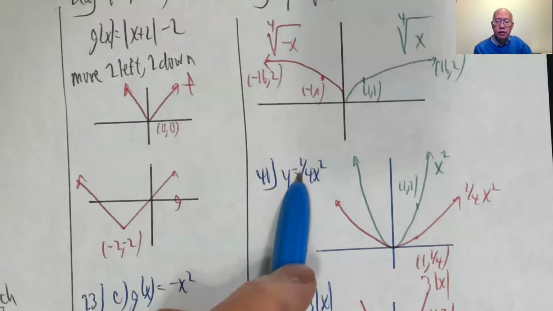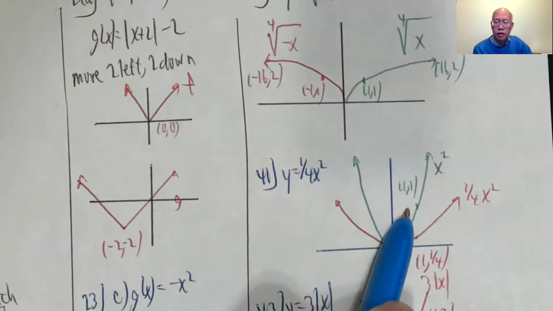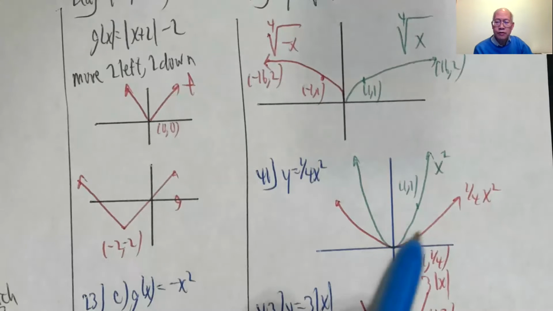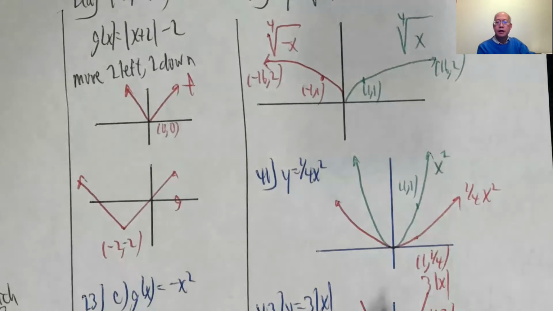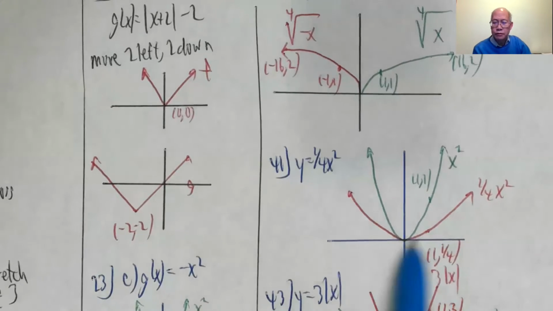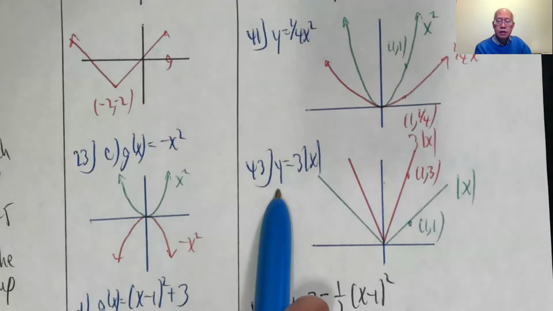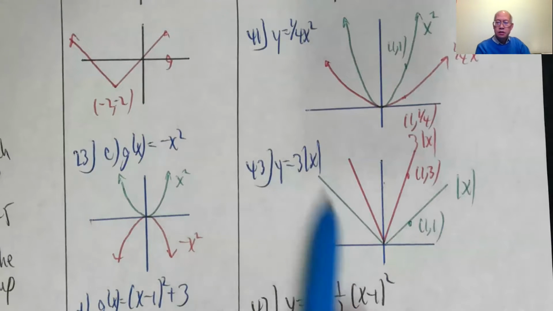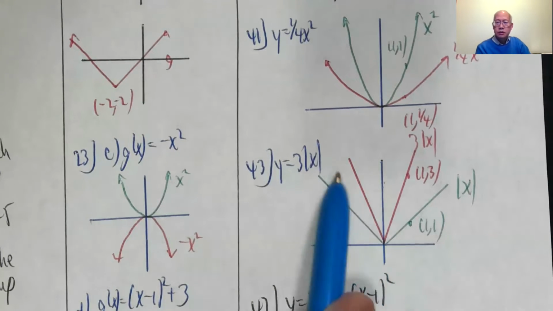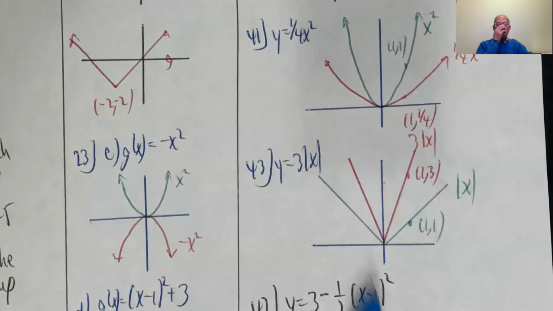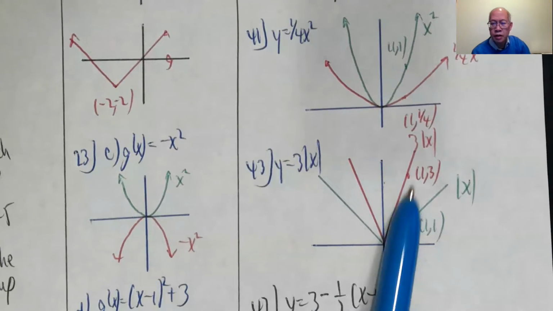Okay, 1/4 x squared, here's x squared, 1, 1. 1/4 x squared only goes 1/4 as high, so it's a vertical shrink. So this is 1, 1/4. 3 absolute value of x. So here's absolute value of x. So 3 absolute value of x stretches by a factor of 3. So here's 1, 1. The 3 coefficient makes it 1, 3.